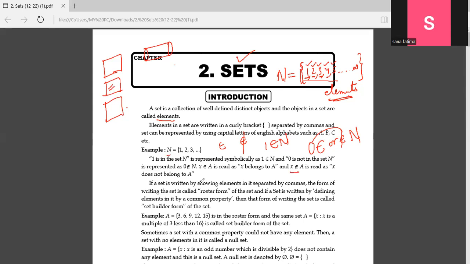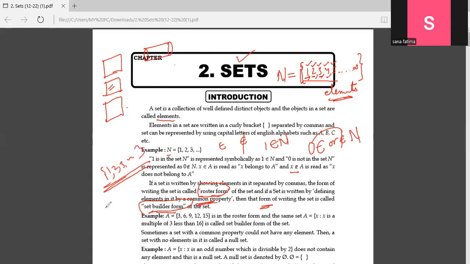A set written by showing the elements separated by commas is called roster form. And if a set is written as well-defined by common properties, then it is called set builder form. These are two important forms, roster form and set builder form. Roster form is just separated by commas, for example 1, 2, 3, 4, 5. But you are writing by common property.